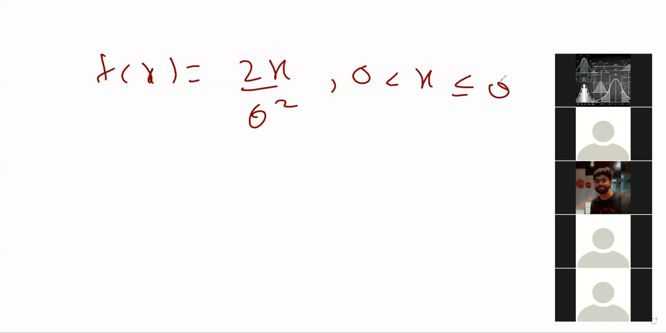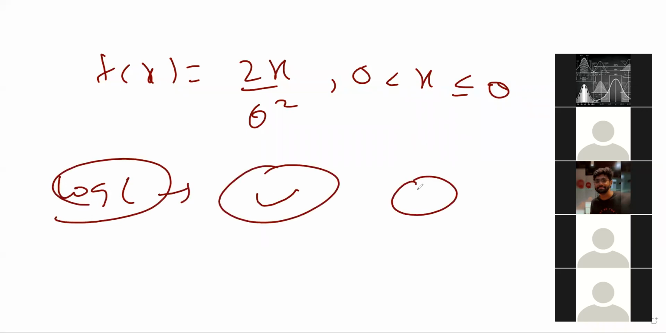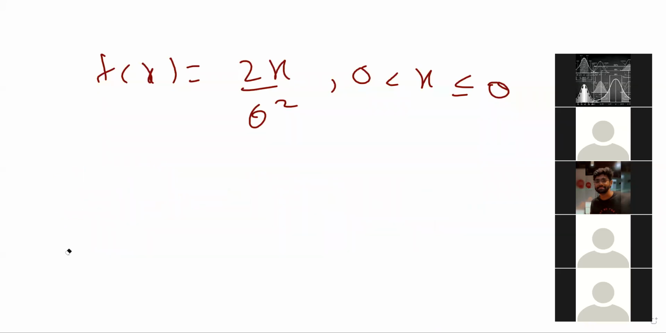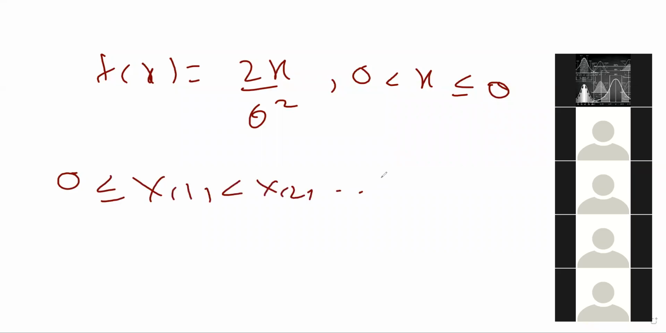And then f(x) is equal to 2x/θ². Now tell me, somebody: x is lying from 0 to theta. Will the log L differentiation method be applicable here or not? No, sir. Why no? Because sir, x is depending on the parameter. Okay, x is depending on the parameter, so it is not applicable. So tell me what will be the MLE here? xn. Perfect. It will be xn.